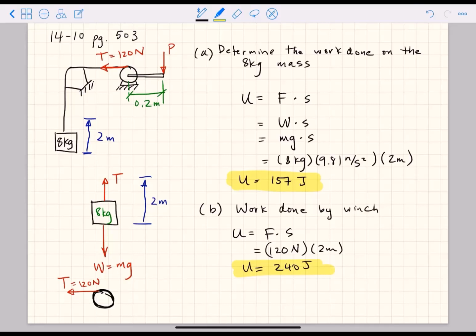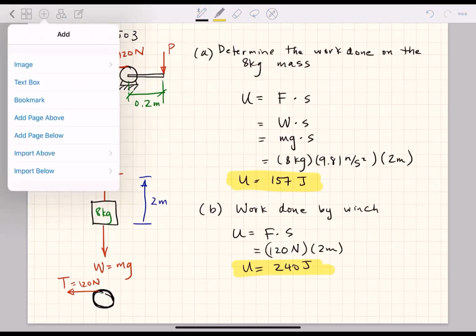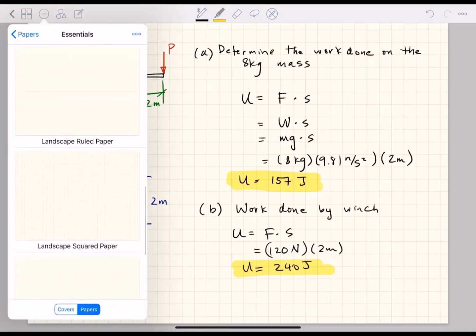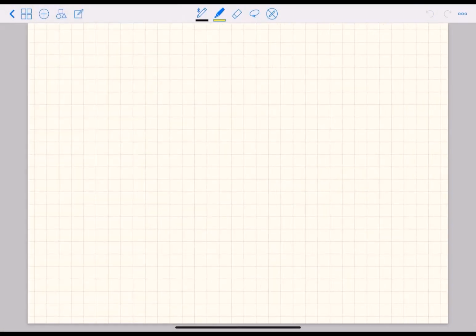Okay, last but not least, we have the force of P. We want to determine the force of P on the handle of the winch if 9 revolutions were required. This one's a little bit different, so I'm going to add in another page so we can see this a bit better. So for part C, we want to determine force P on handle if 9 revs, so revolutions, were required.